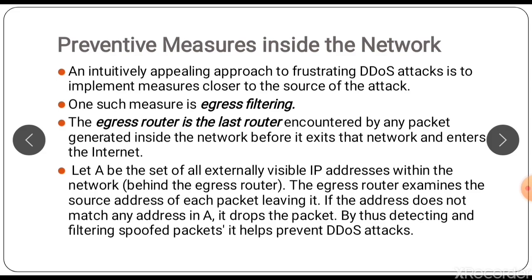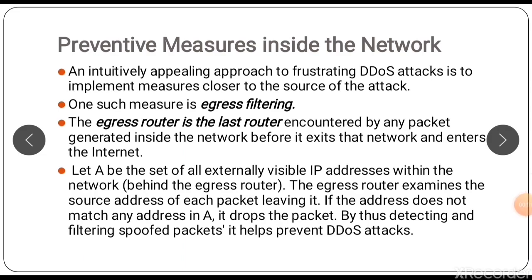The next is about preventive measures inside the network. One of the approaches to frustrating distributed DoS attacks is to implement measures close to the source of the attack. One such measure is egress filtering. Most distributed DoS attack packets use spoofed IP addresses. The egress router is the last router encountered by any packet generated inside the network before it exits that network.